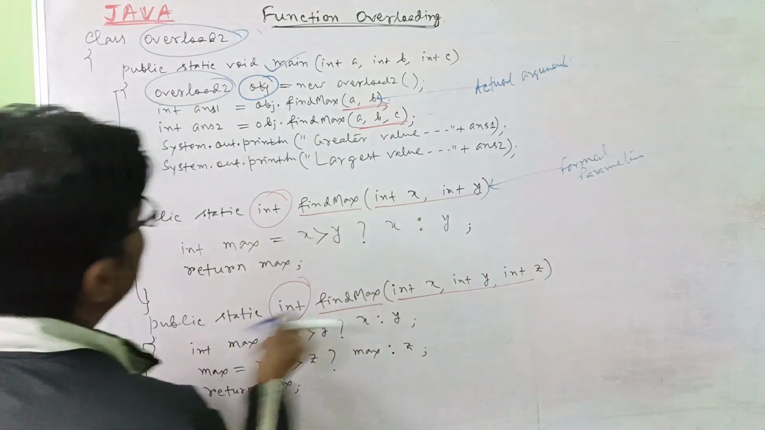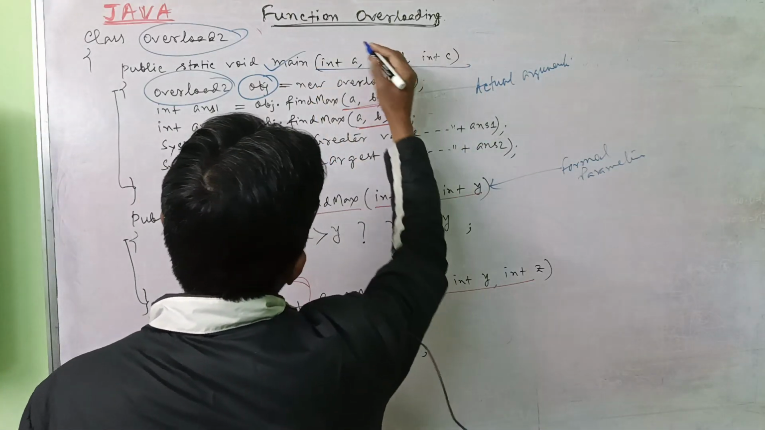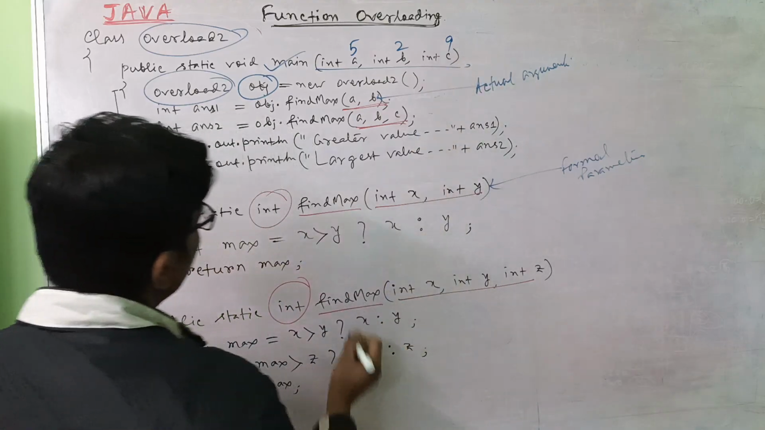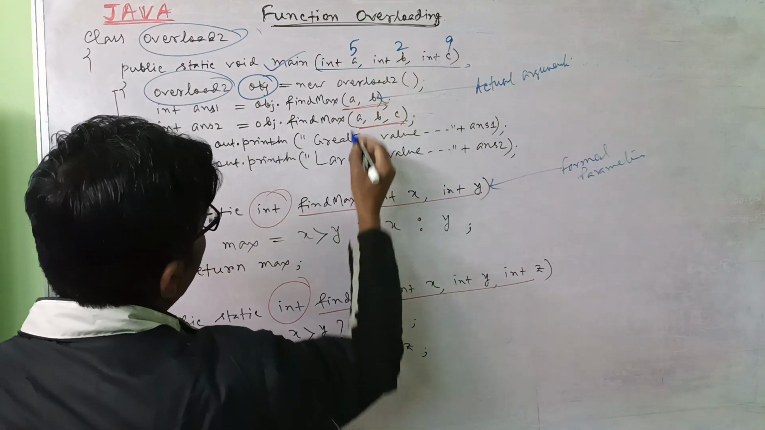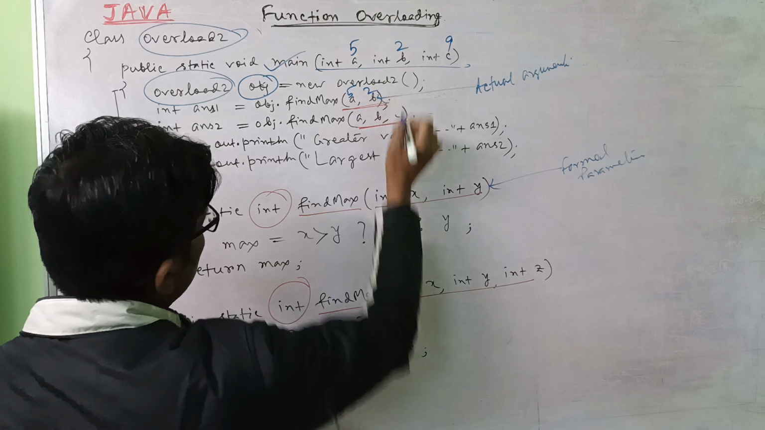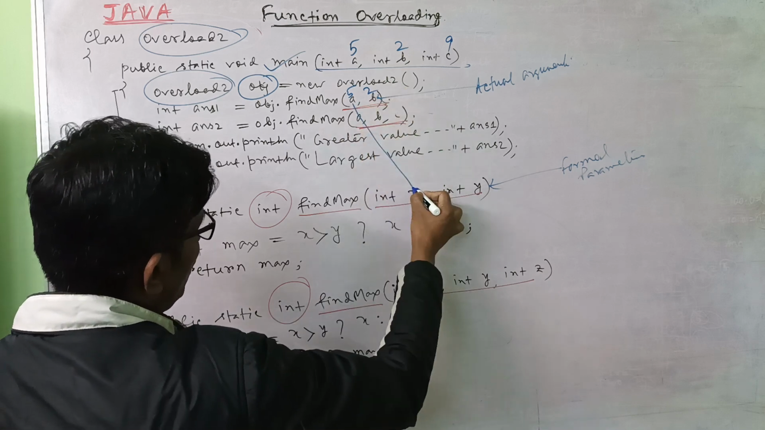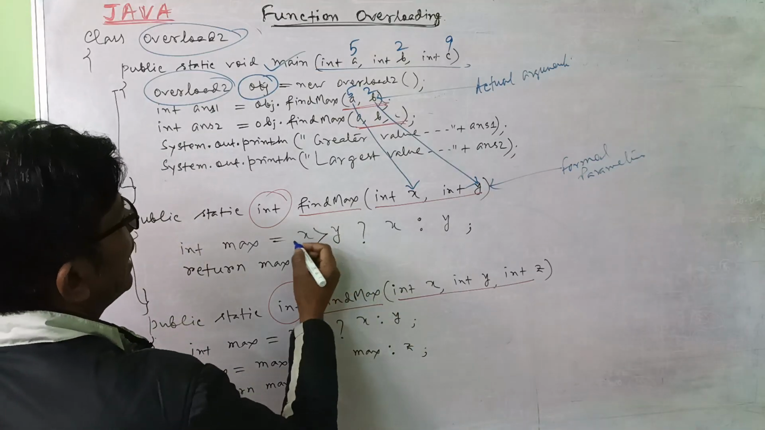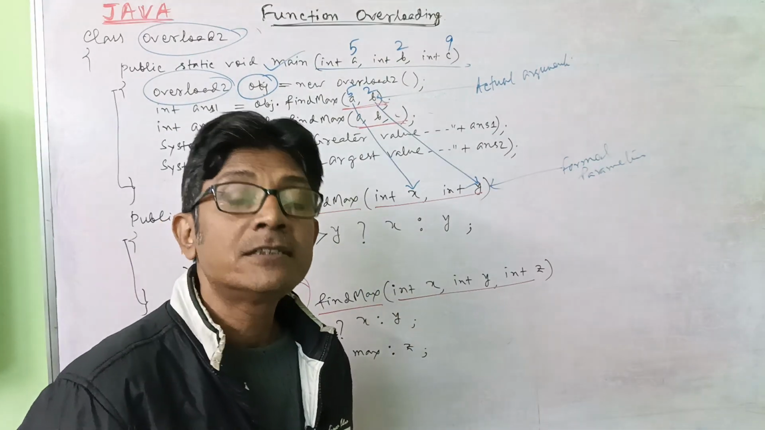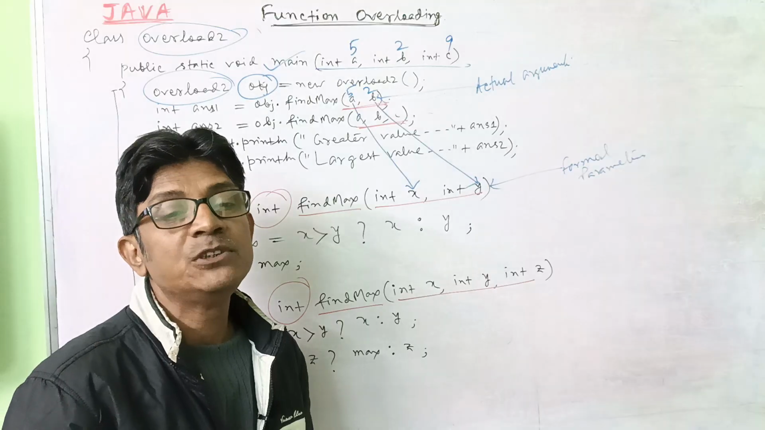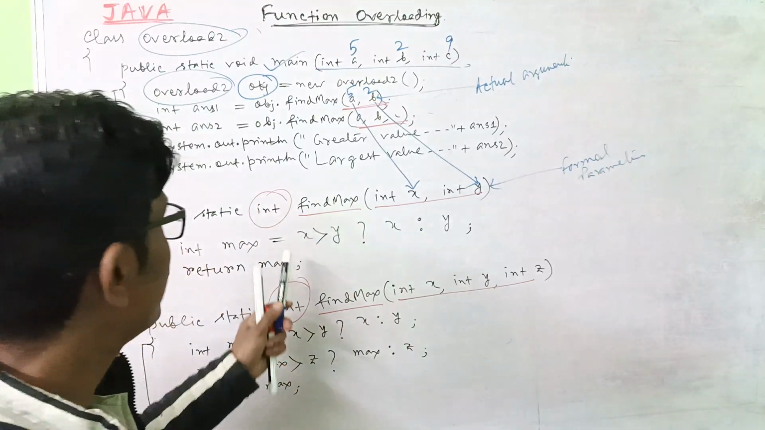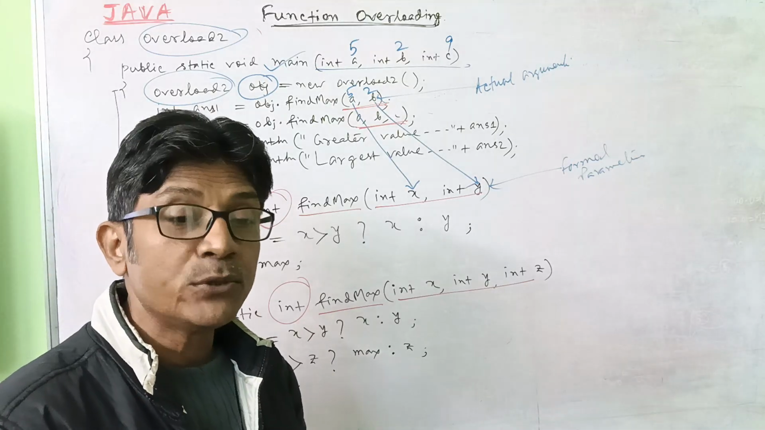So you see that I am taking three numbers here. Suppose 5, 2, 9. These two values I will send here: 5, 2. This 5 will be copied here, and this 2 will be copied here. I am using the ternary operator here. You can also do this using if else.